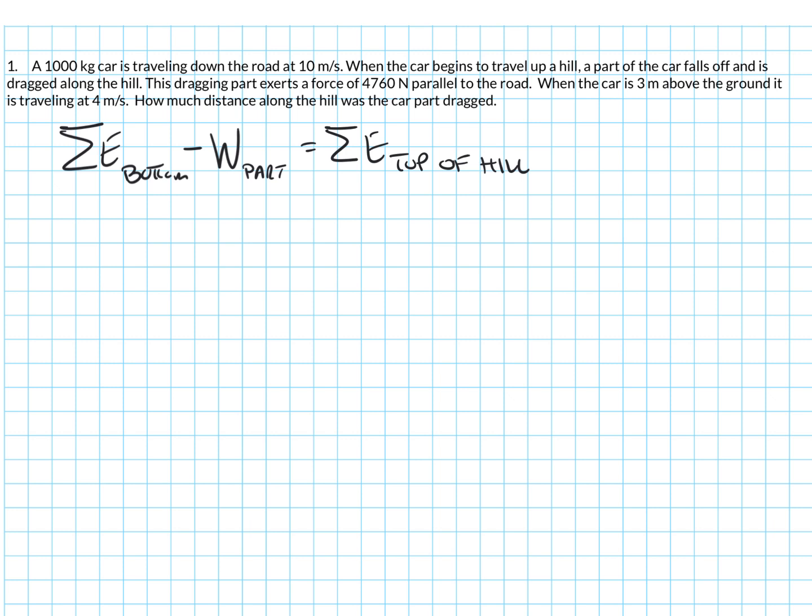Okay, now let's define what it means to have total energy. So total energy is going to be the kinetic energy plus the gravitational potential minus the work done by the part equals the kinetic energy at the top of the hill plus the potential at the top of the hill.